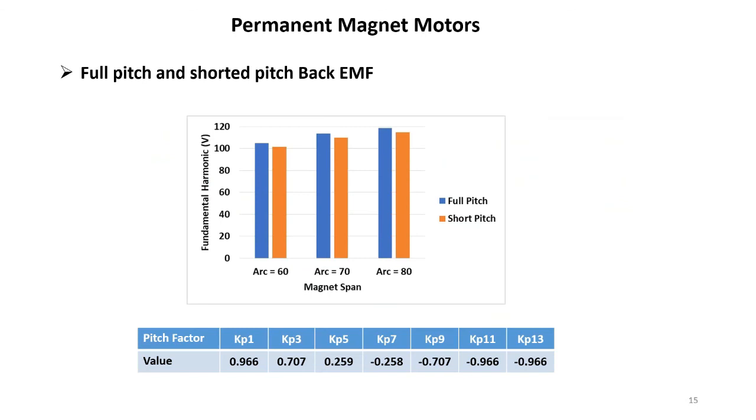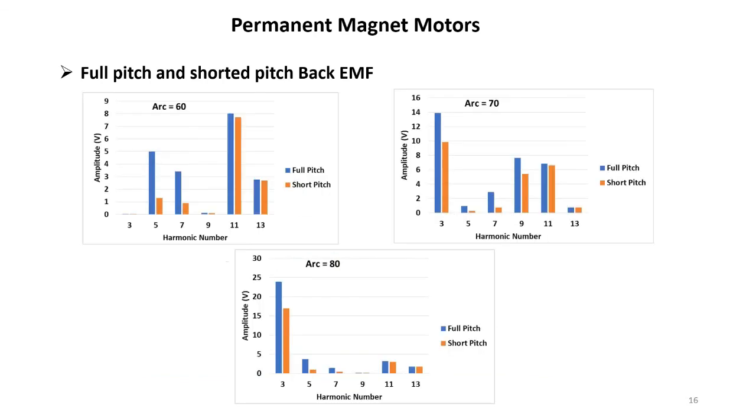Let's compare it carefully, okay? What happens when you use the short pitch factor? Your pitch factor is changing. You will have different pitch factors for the different harmonics, and it is 0.96 for the fundamental harmonic. As you can see here, the machine with the short pitched winding has a slightly lower value of the fundamental harmonic, which consequently is going to reduce the torque generation.